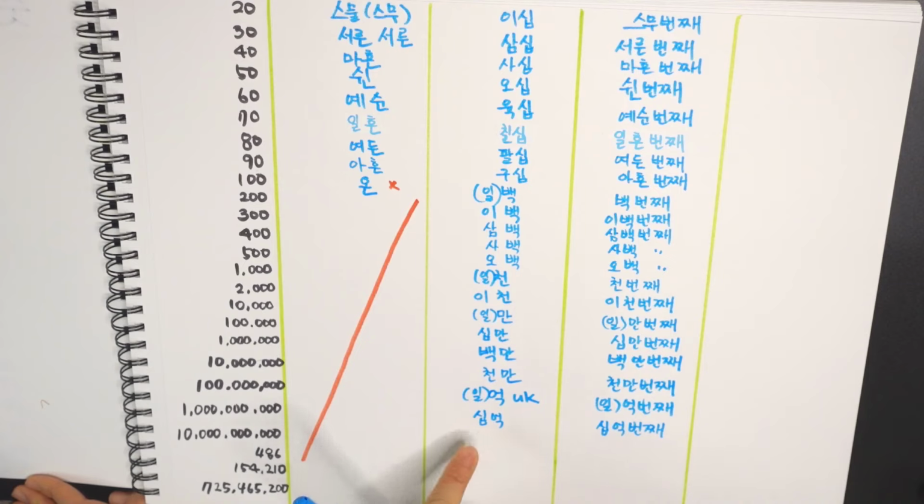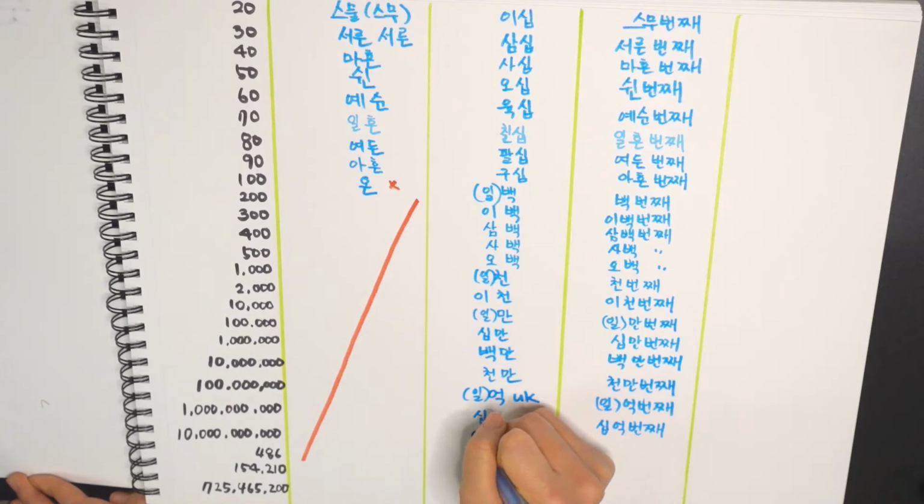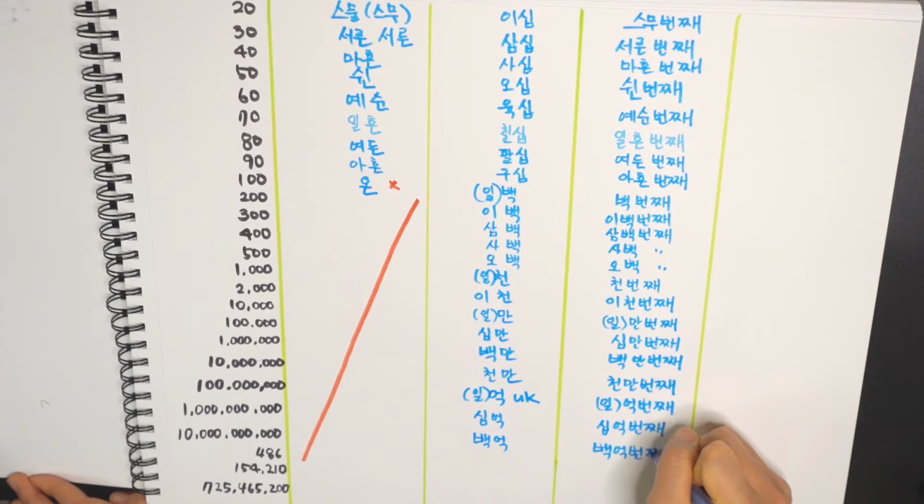And there are 7 billion people that's living on the planet Earth. So we can count that as 70억. 70억. Okay? And then we have 100억. 100억. Okay? And we have 100억번째.